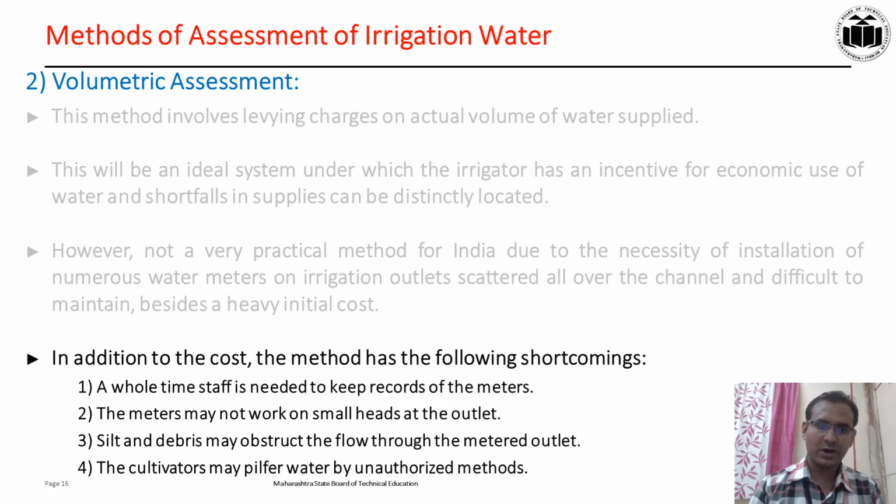In addition to the cost, the method has the following shortcomings. A whole time staff is needed to keep records of the meters. The meters may not work on small heads at the outlet. Silt and debris may obstruct the flow through the metered outlet. Cultivators may pilfer water by unauthorized methods.